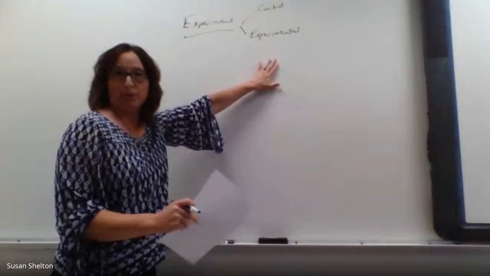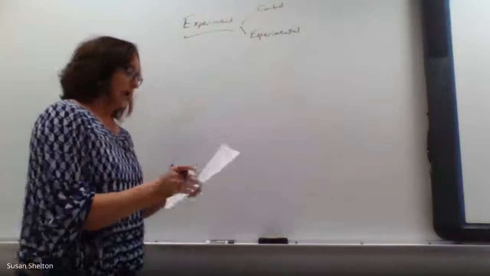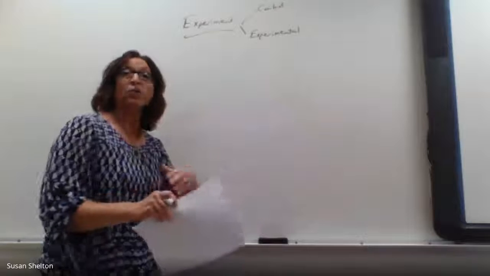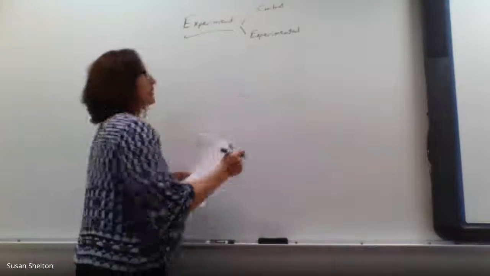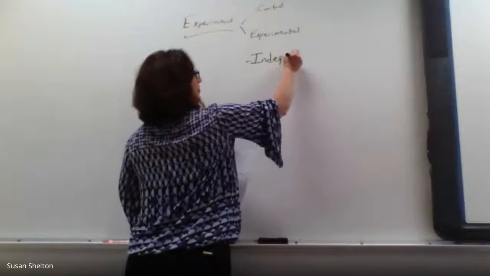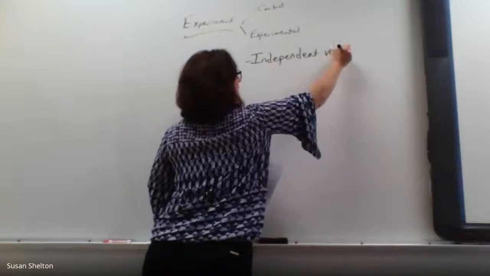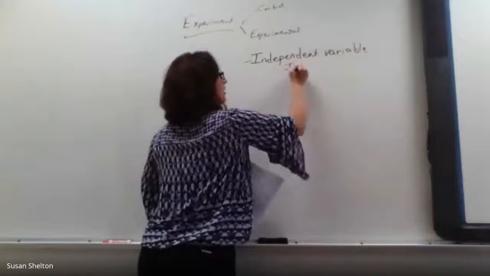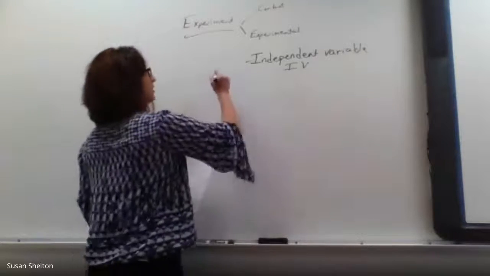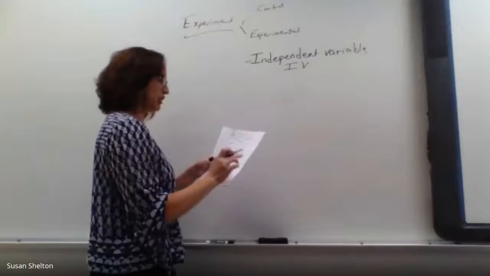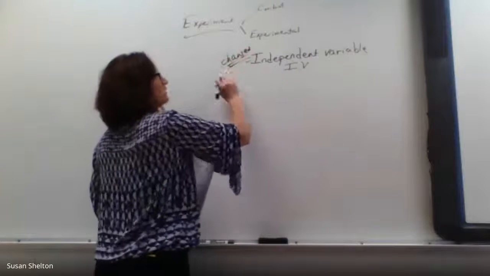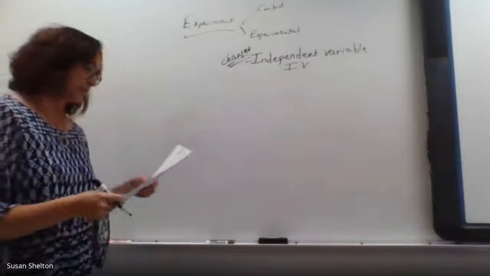Underneath experimental group, it says, we have to fill this in on what is being changed. We know we can only change one thing at a time. That one variable that is being changed, that is called the independent variable. A lot of times we just shorten that and we call it the IV. Okay, so the independent variable is the one variable that is being changed. And on your sheet it says what is being changed is called the independent variable.